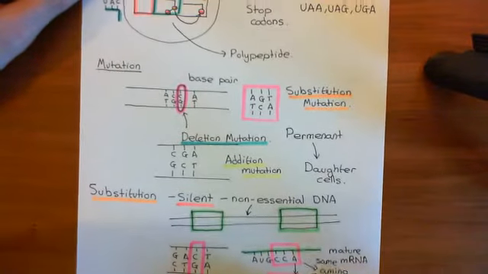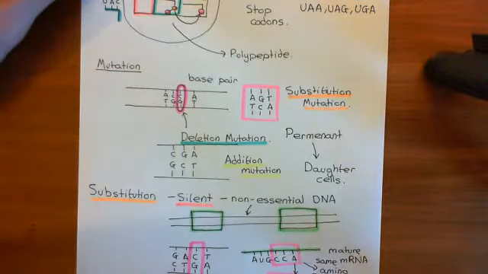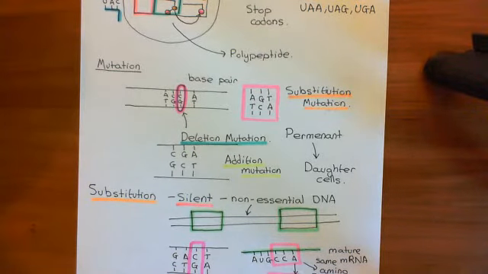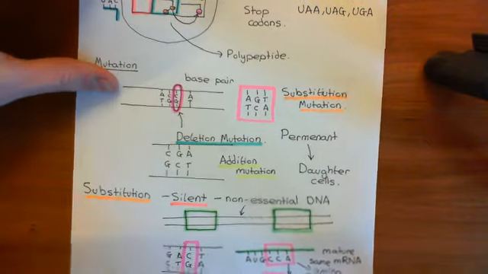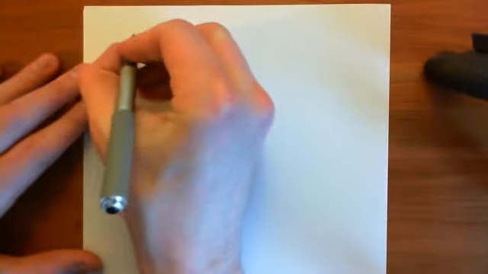Okay, so those are all the different types of substitution mutations. Let's now turn our attention to addition and deletion mutations. Now, addition and deletion mutations are generally more severe than mutations which are just substitutions, and let me explain why. So we'll start with addition.